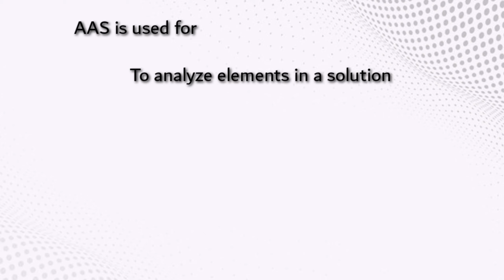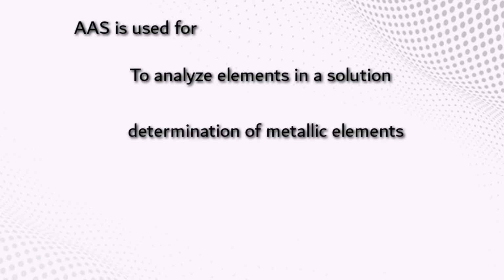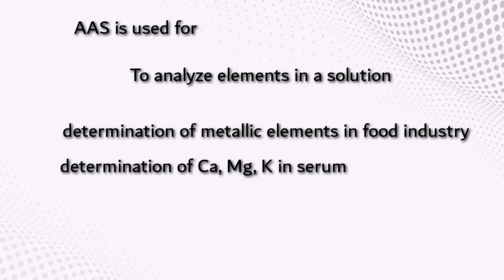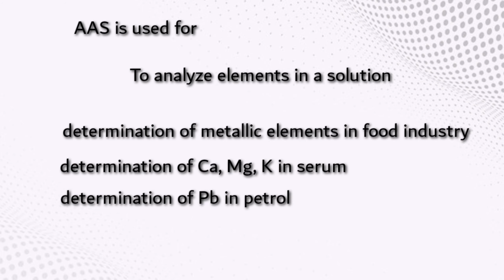a sample. Basically, AAS is used for the determination of metallic elements in the food industry, determination of calcium, magnesium, potassium in serum, determination of lead in petrol, etc. Ultimately, it is identifying the element present in the sample, and also the concentration of that element in the sample. That is quantitative and qualitative analysis of elements.